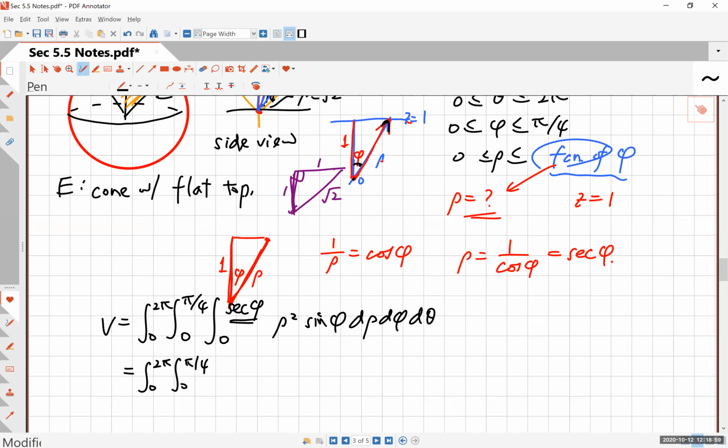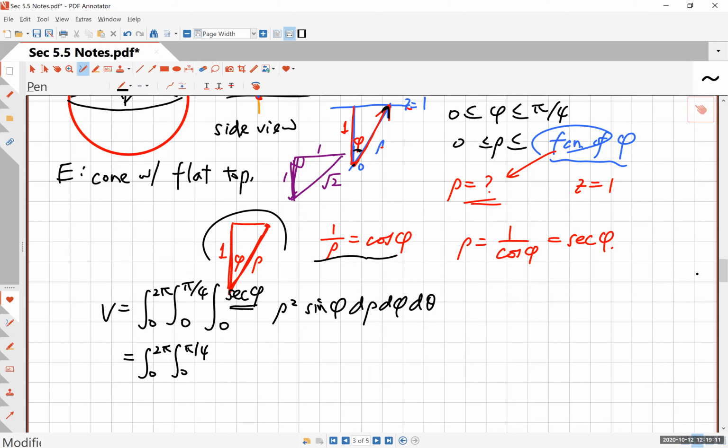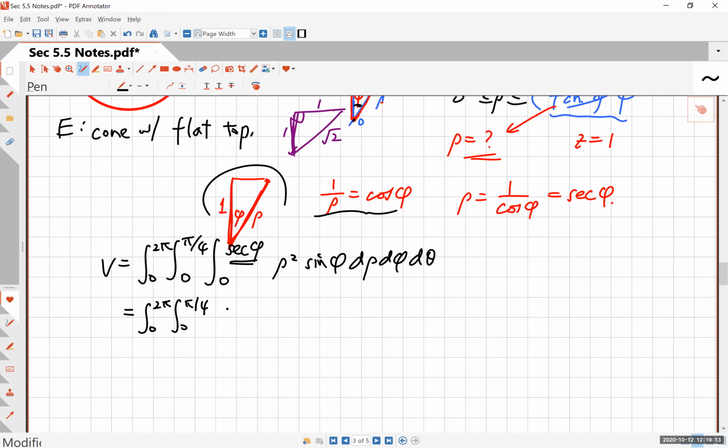Well, the answer depends on phi. So let's try to find that as a function of phi. And it turns out to be a pretty simple trigonometry, but that's what you would need to find the upper bound for rho. Once you have done that, it's not too bad, because this is what you'll end up with.